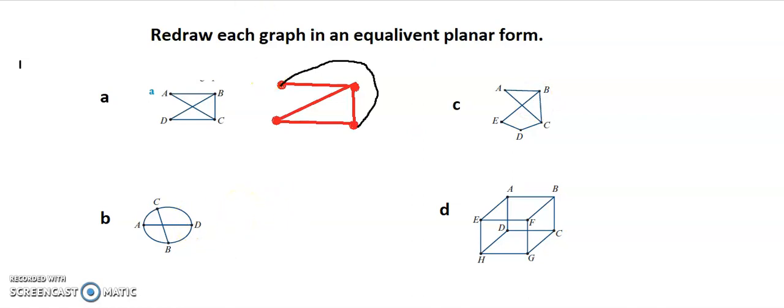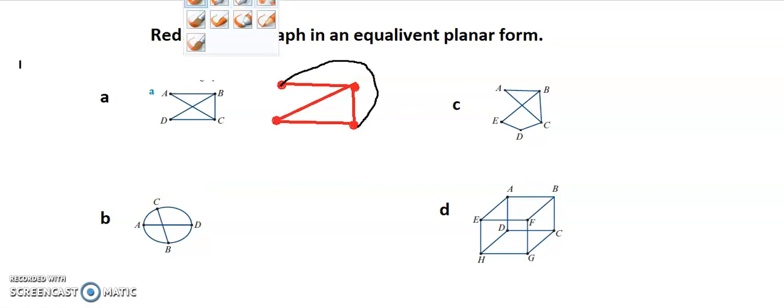I can see that I've got one line. Either I can do C or B, or I can move A or D. If I take that and put it around the outside, it's not intersecting, so it will be a planar graph, and it will be isomorphic because it will be the exact same as what I have.